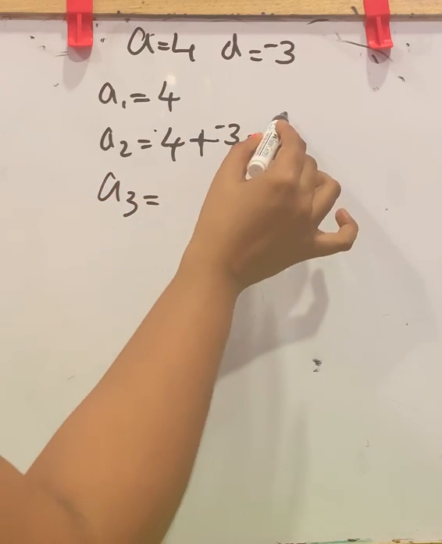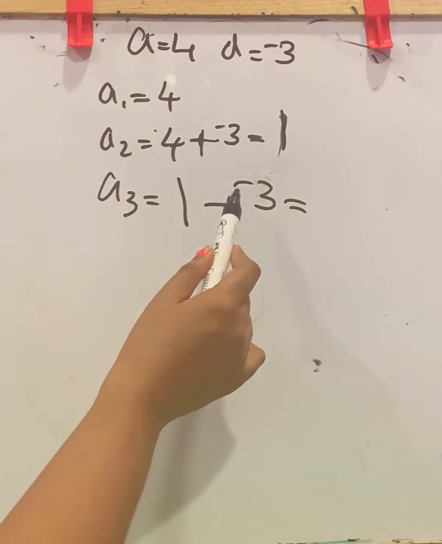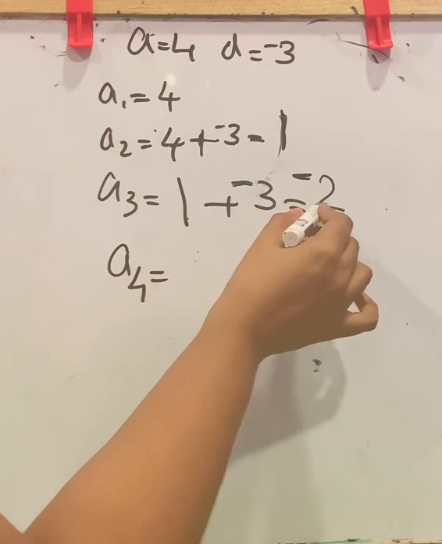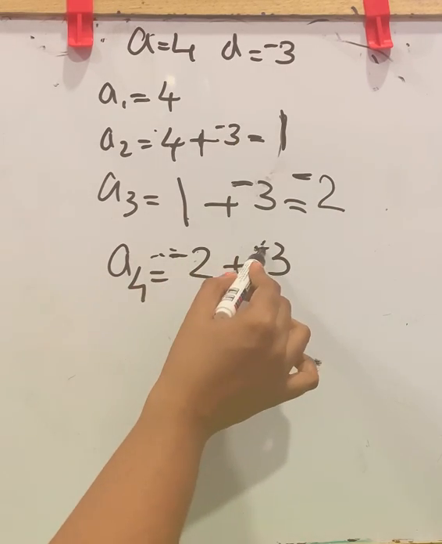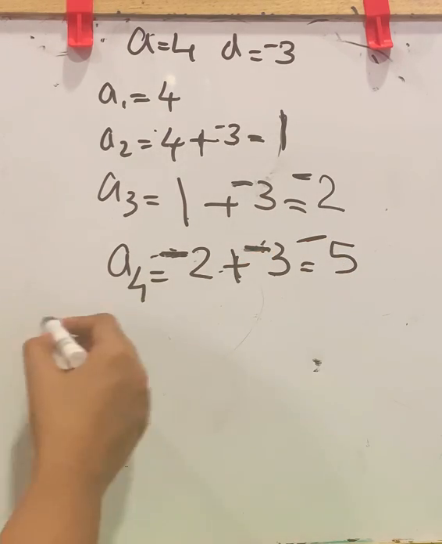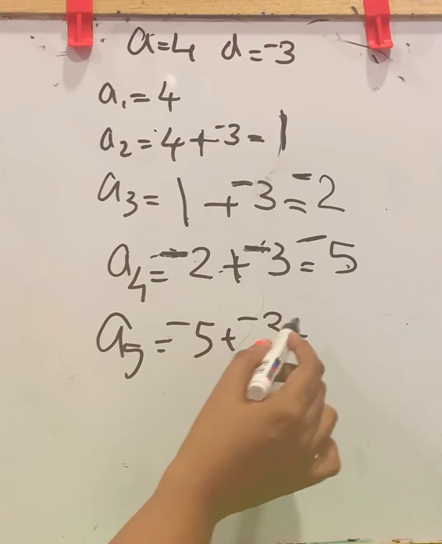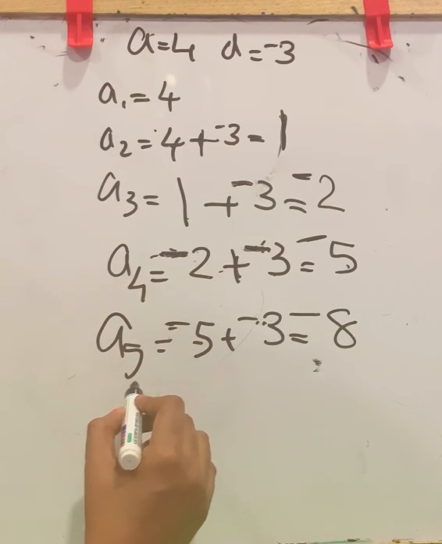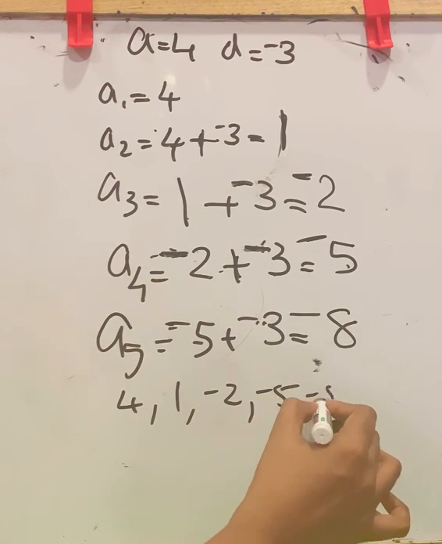Now A3. This is the second term plus common difference. Again, subtract smaller number from bigger number and put the sign of bigger number, minus 2. A4, this is third term plus common difference. Now here same signs. If same signs you have to add, then simply add the numbers and put that common sign, minus 5. Next, this is the fourth term plus common difference, minus 3. Again same sign, so simply add it and put negative sign. So the AP sequence is, first term is 4, second 1, minus 2, minus 5, minus 8, and so on.